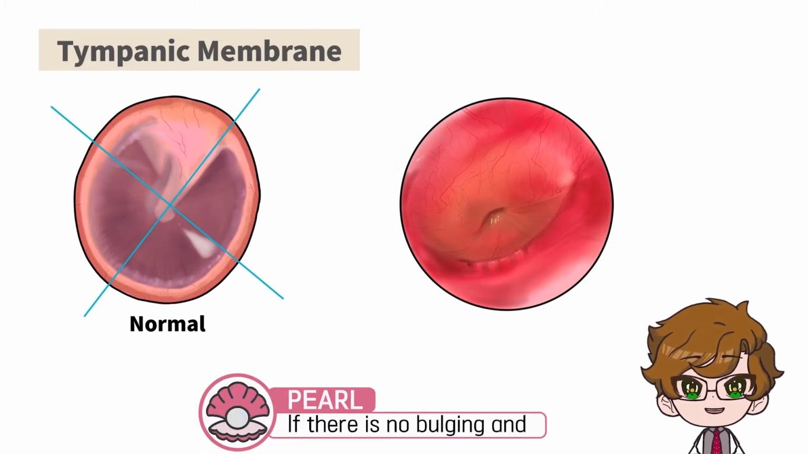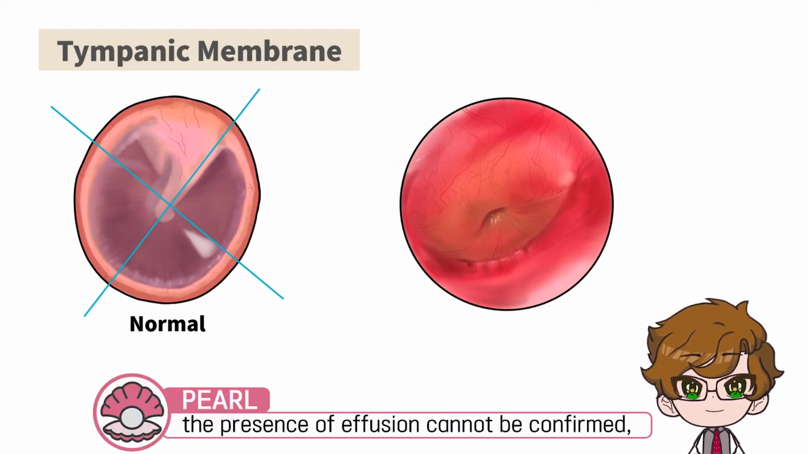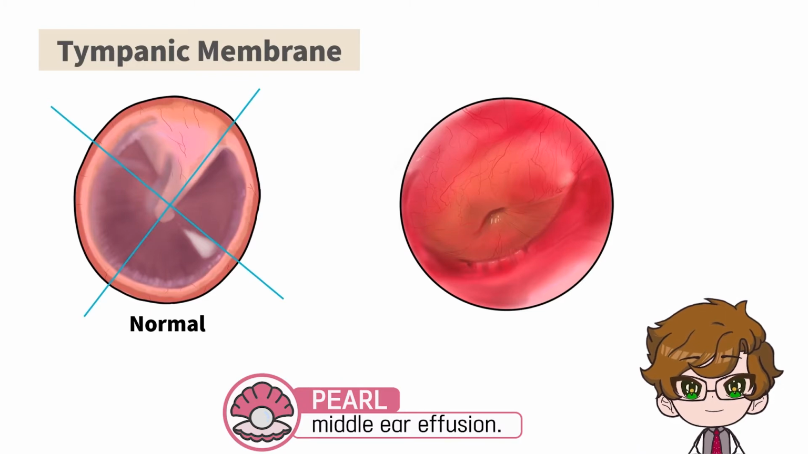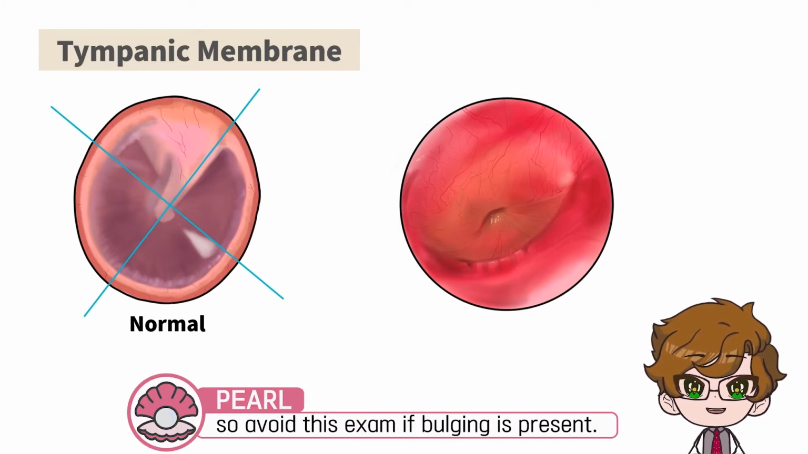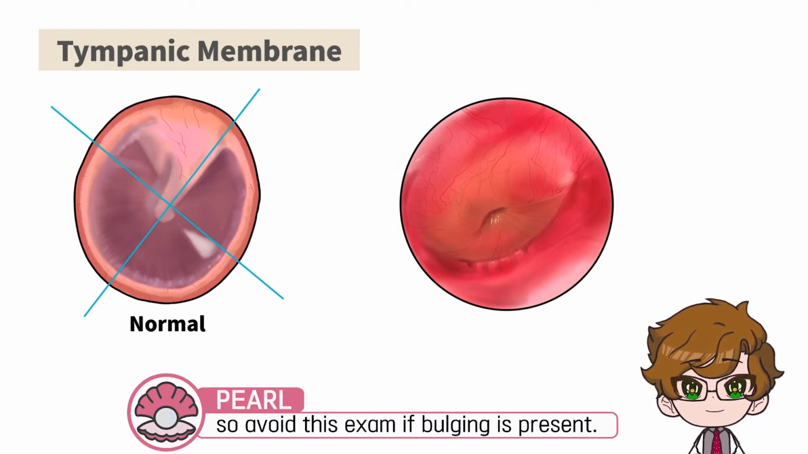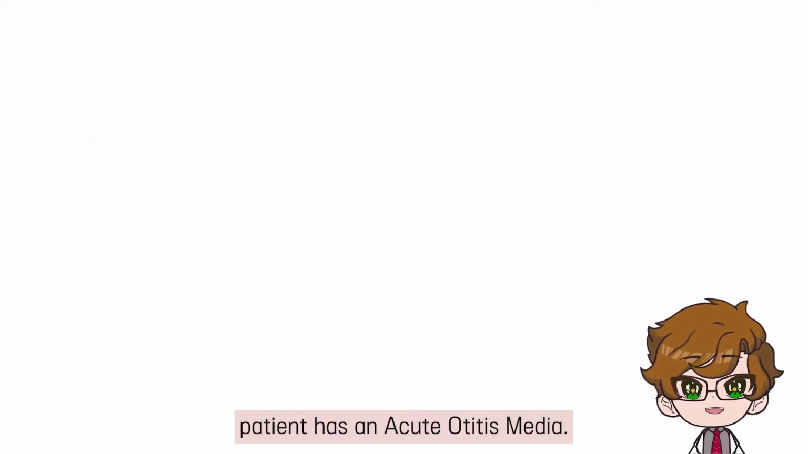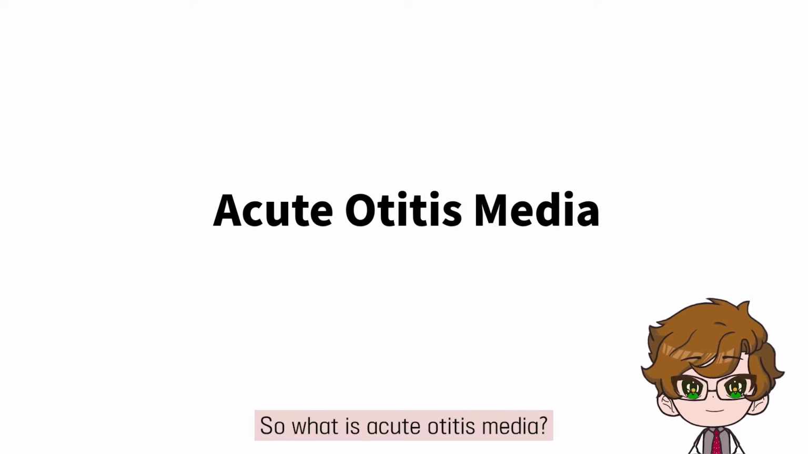If there is no bulging and the presence of effusion cannot be confirmed, pneumatic otoscopy may be used to confirm middle ear effusion. This may cause discomfort, so avoid this exam if bulging is present. Based on the presentation and exam, patient has an acute otitis media. So what is acute otitis media?